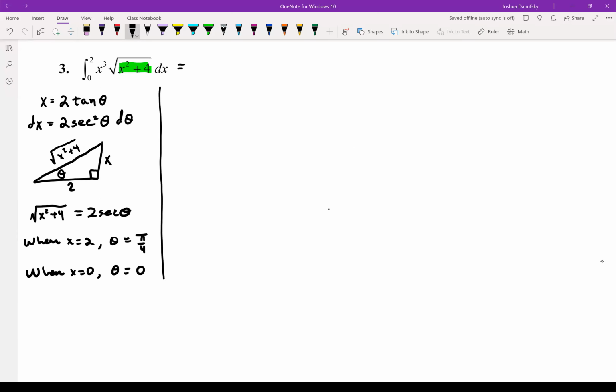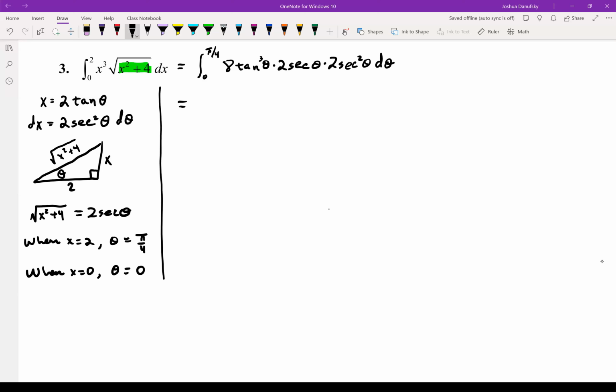So now substituting, we have the integral from 0 to pi over 4. X cubed, we're going to take this quantity here and cube it, so we're going to get 8 tan cubed theta. We have the square root of x squared plus 4, which is right there, 2 secant theta. And then finally, we have our dx, which is right here, 2 secant squared theta d theta. So now we're left with this trigonometric integral.